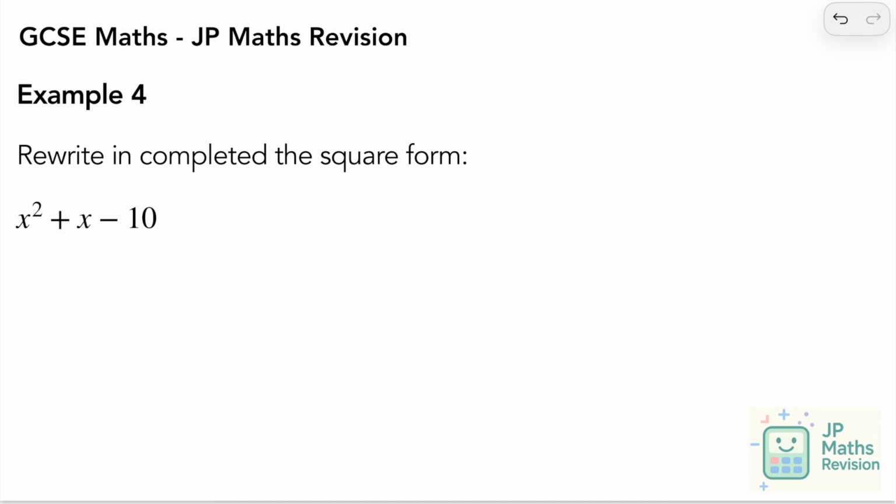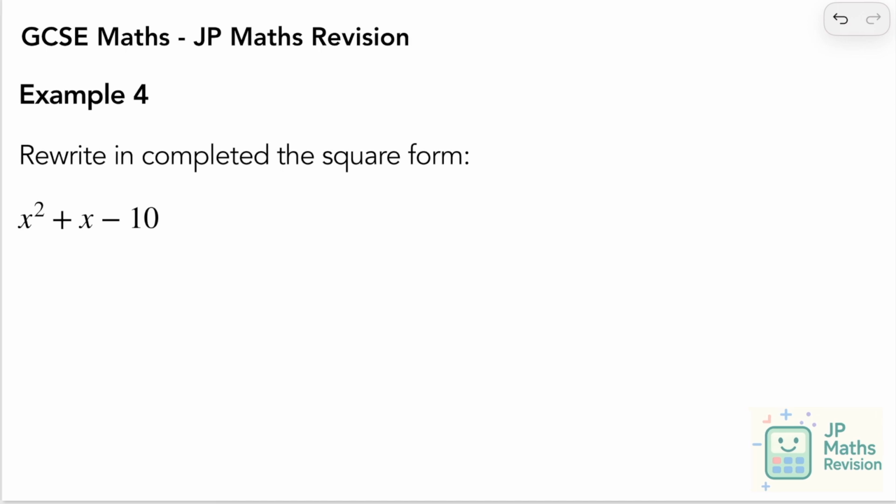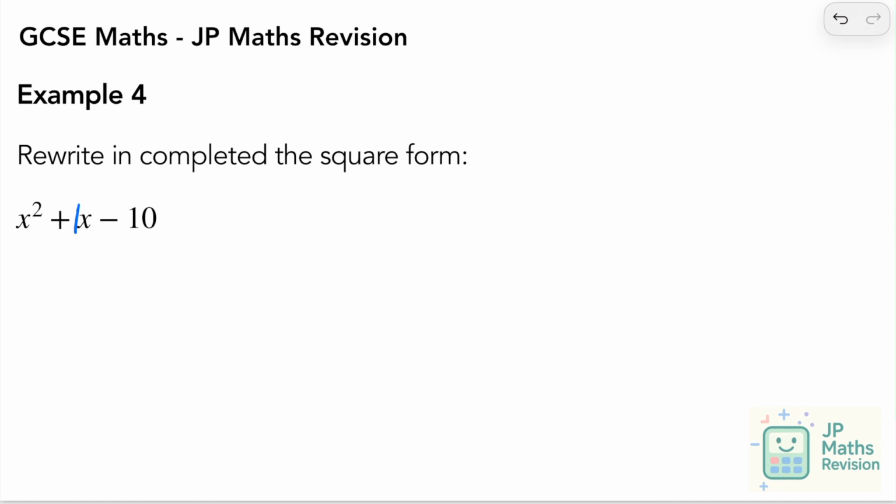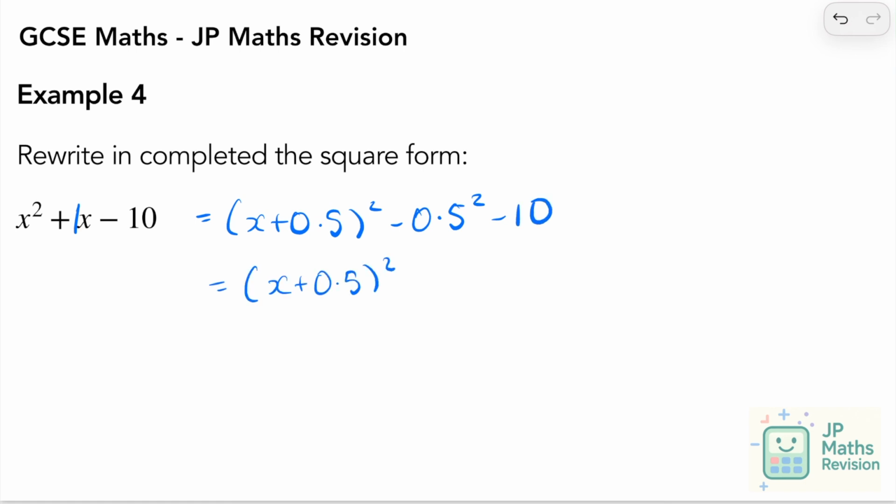This one here, we have x squared plus x minus 10. Now the coefficient of x by itself is 1, so we need to half 1, so this time it's going to be x plus 0.5 squared, but then we need to minus the 0.5 squared, and then we need to minus 10. So it's going to be x plus 0.5 squared minus 0.25 minus 10. So that's going to be x plus 0.5 squared minus 10.25. So that is the answer in completed the square form.